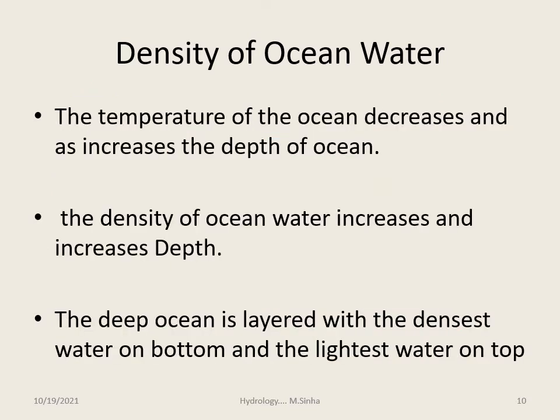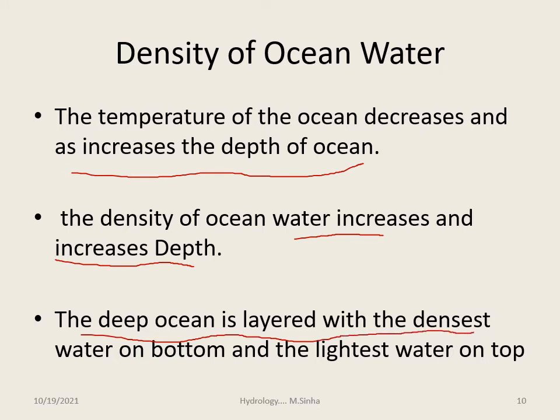Okay, then the density of ocean water. The temperature of ocean water decreases as the depth of the ocean increases. Okay, the second thing is that the density of ocean water increases with the increasing depth, and the deep ocean layer has the dense water on the bottom and the lightest water on the top.